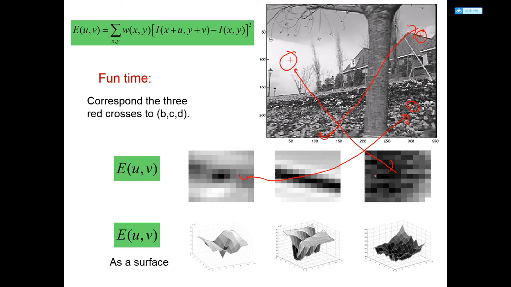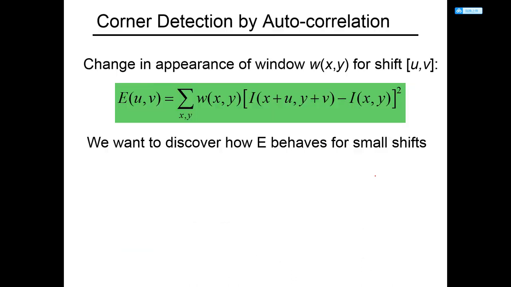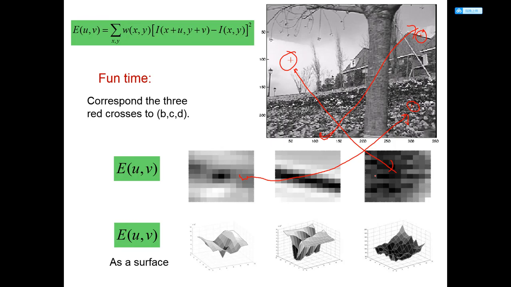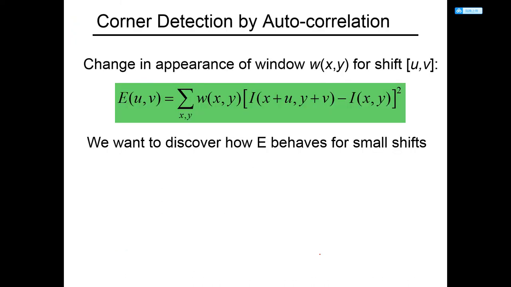So now with this EUV, we try to see, okay, we know what it looks like, right? So we expect this will be something like a corner. This is something we are interested in. If it's flat, we don't like it. So the question now is how to figure out from this EUV whether it's a dip, or an edge like here, or a flat function like this one.